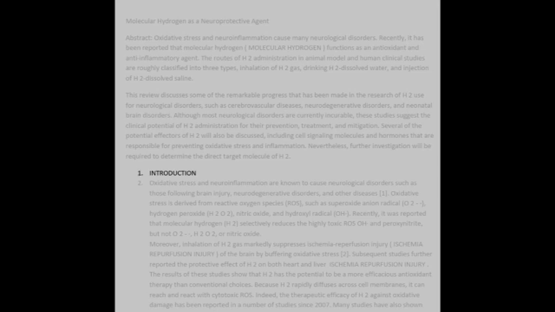1. Introduction. Oxidative stress and neuroinflammation are known to cause neurological disorders such as those following brain injury, neurodegenerative disorders, and other diseases. Oxidative stress is derived from reactive oxygen species, ROS, such as superoxide anion radical, O2•−, hydrogen peroxide, H2O2, nitric oxide, and hydroxyl radical, •OH. Recently, it was reported that molecular hydrogen, H2, selectively reduces the highly toxic ROS •OH and peroxynitrite, but not O2•−, H2O2, or nitric oxide.